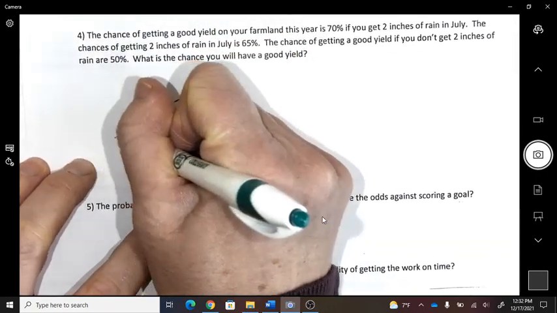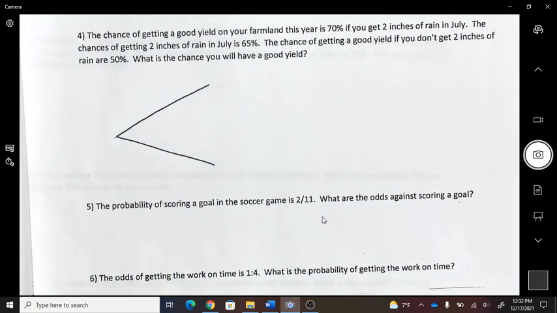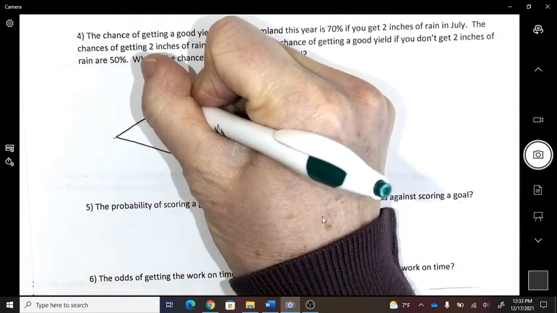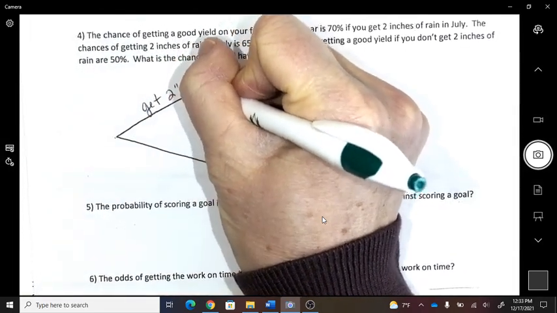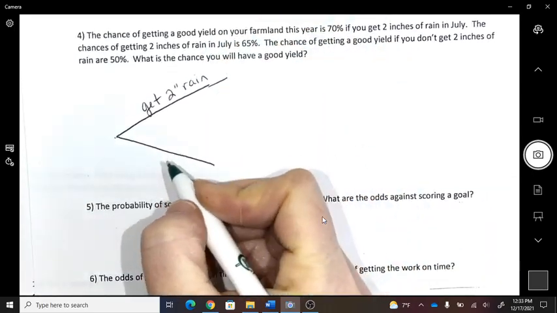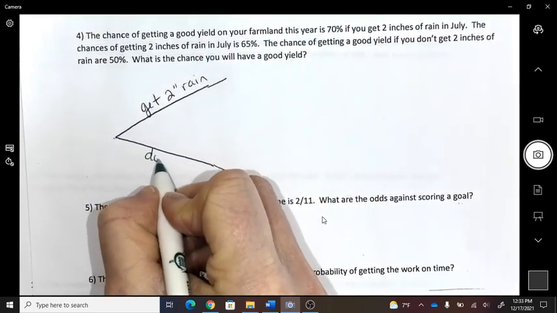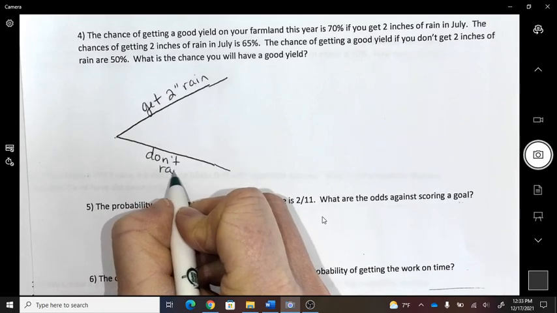All right, guess which one this is. Okay, what is our first split? What do we want to do? Our first situation. We either do what or what? Rain or no rain? Get 2 inches of rain. Yep. Or don't get the rain.